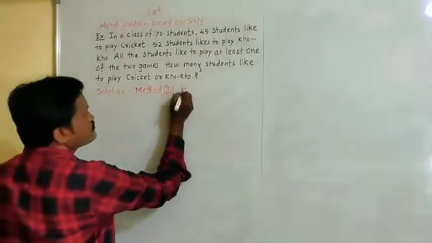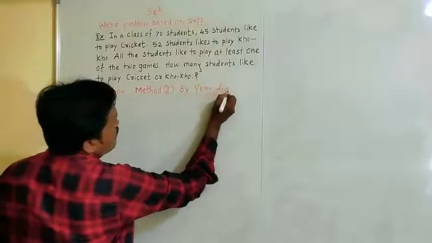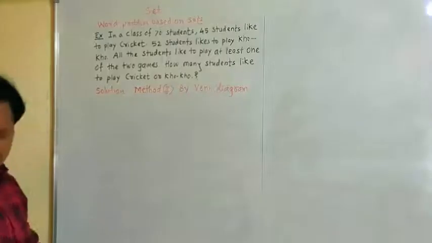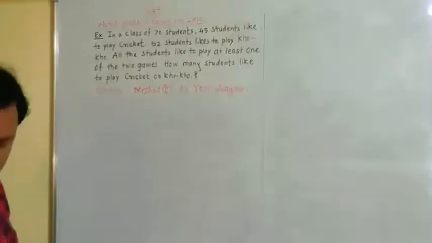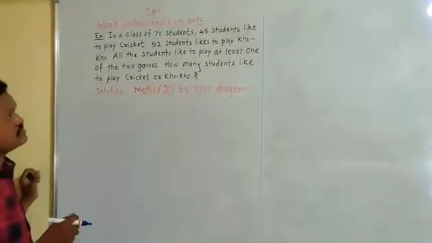By Venn diagram. So first we draw your Venn diagram. So for this Venn diagram we take here two circles; there are some common factors.